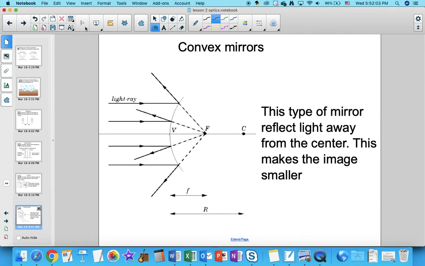A convex mirror is a mirror that scatters light. It spreads the light out. It also makes the image look smaller. Right? So when you look at a convex mirror, the light ray will strike it and then bounce off and away. The light ray will bounce off and away. And so it scatters the light.